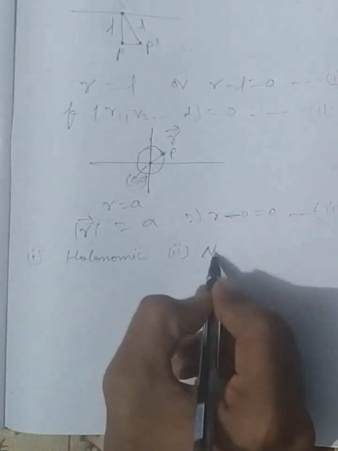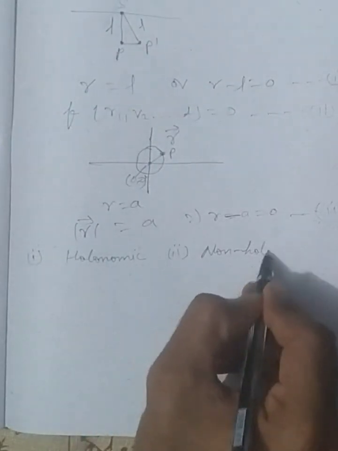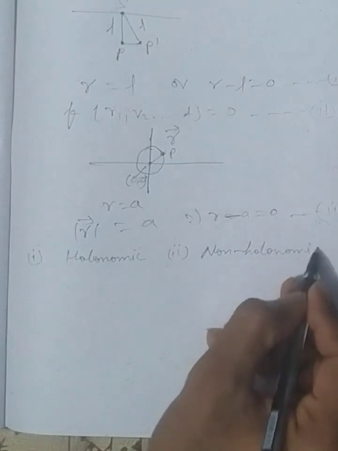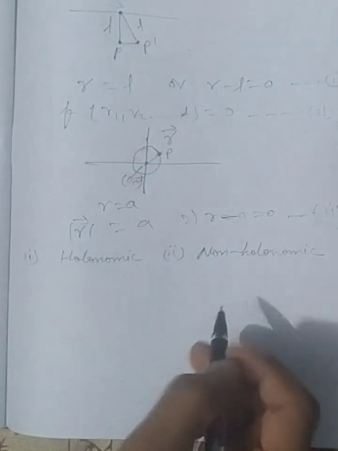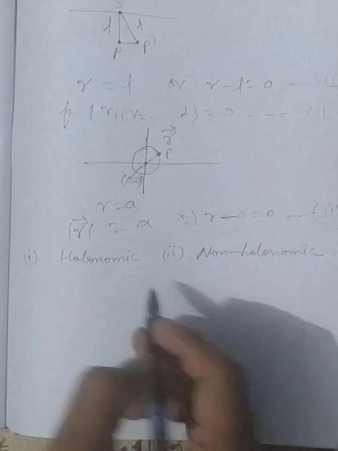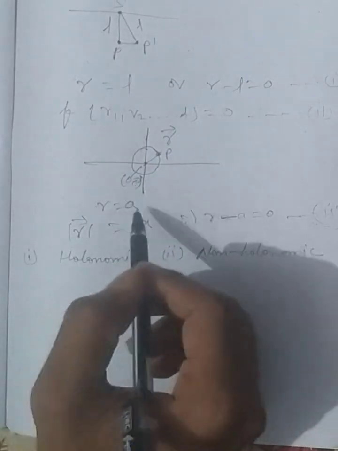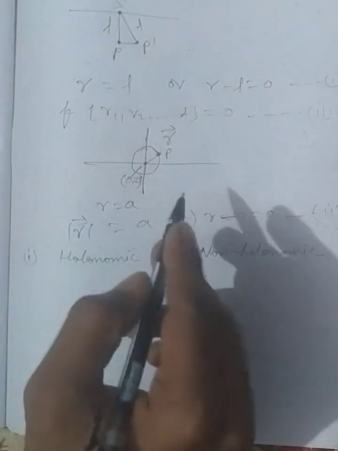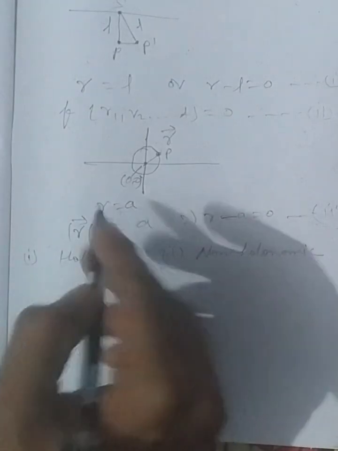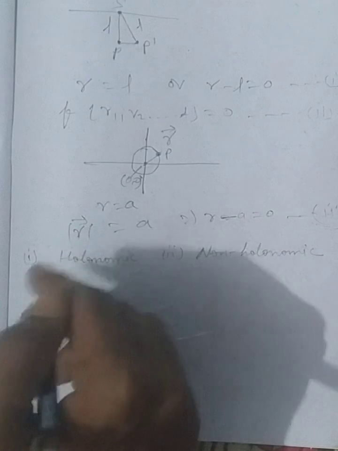So the constraints are of type holonomic and non-holonomic. Again, of course, what is a non-holonomic constraint? So suppose this is not a circle but a sphere. So what happens in a gravitational field where r is the position vector of the particle relative to the center of the sphere? The particle will first slide down the surface and fall off.